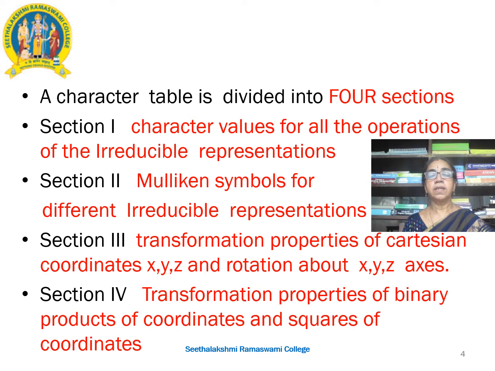Section 3 gives the transformation properties of Cartesian coordinates x, y, z and rotation about x, y, z axis. Simply saying, section 3 gives the corresponding basis for various irreducible representations. Section 4 leads to transformation properties of the products of coordinates and squares of coordinates. As given for section 3, here also section 4 can be simply connected to the products of coordinates of the various irreducible representations.